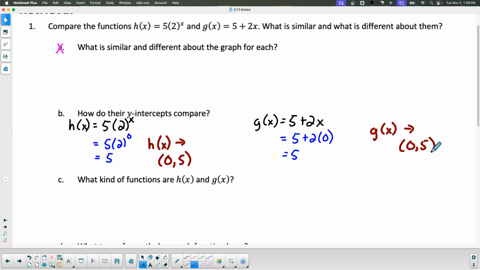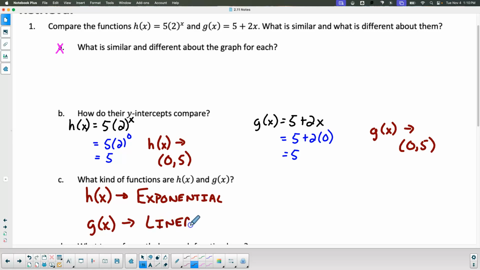H of x is what kind of a function? Geometric or exponential. It's an exponential function. It would produce a geometric sequence, but it is an exponential function. G of x is a linear function. It would produce an arithmetic sequence, but it is a linear function.